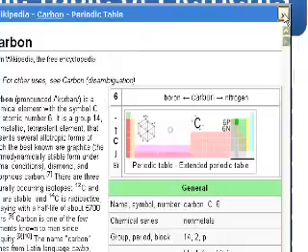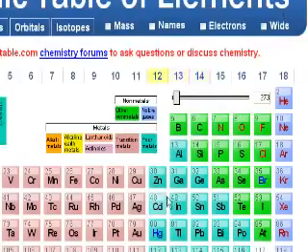So why is this useful? So we can say if we have, I don't know, what is this? Gallium.